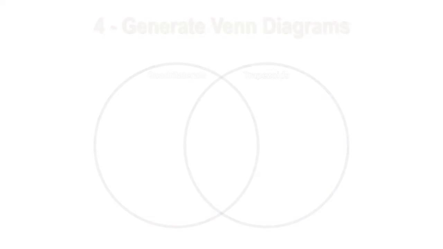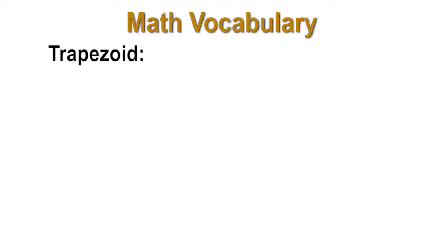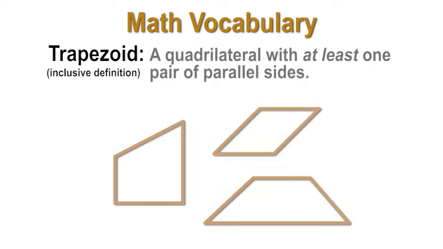One more item to note is the definition of a trapezoid. Mathematicians do not always agree on the exact definition of trapezoids, but for this curriculum, we will use the inclusive definition of a trapezoid. A trapezoid is a quadrilateral with at least one pair of parallel sides.